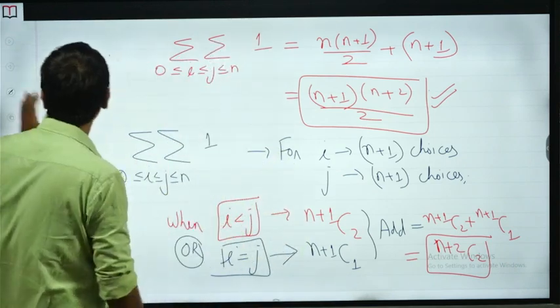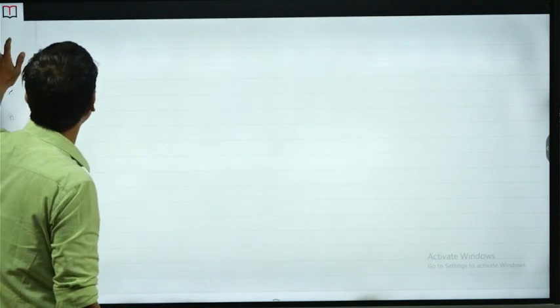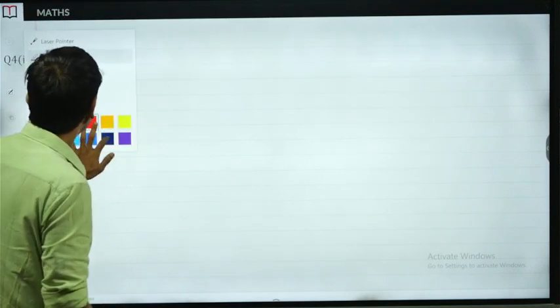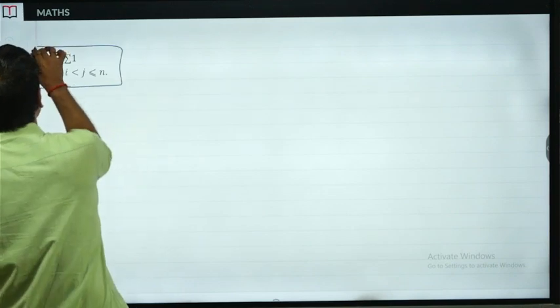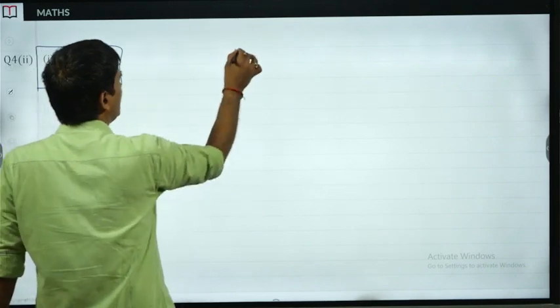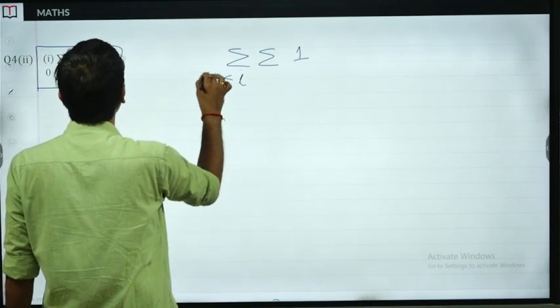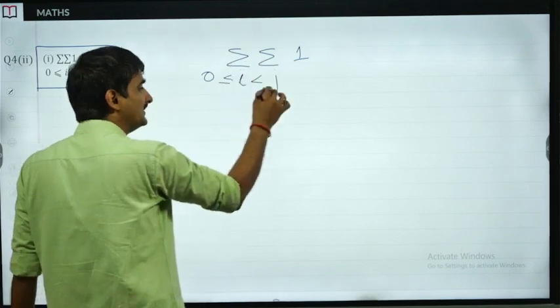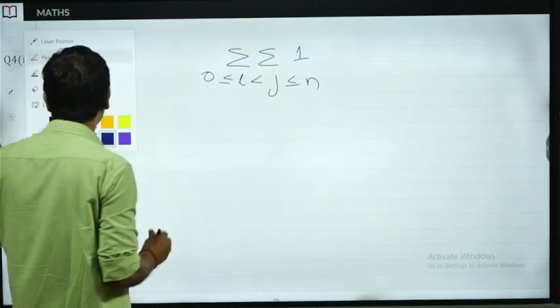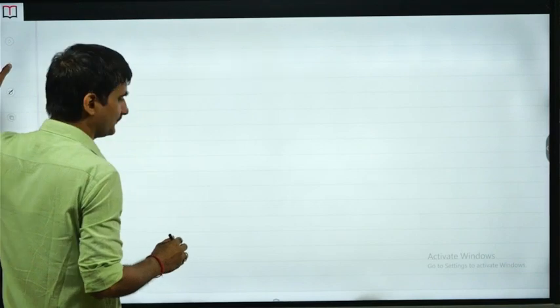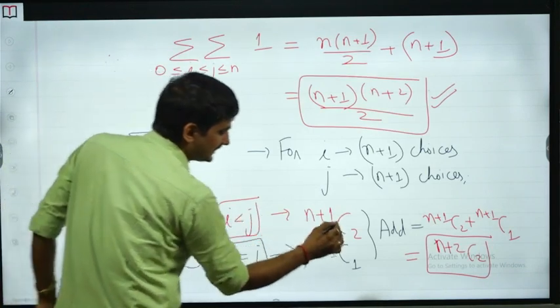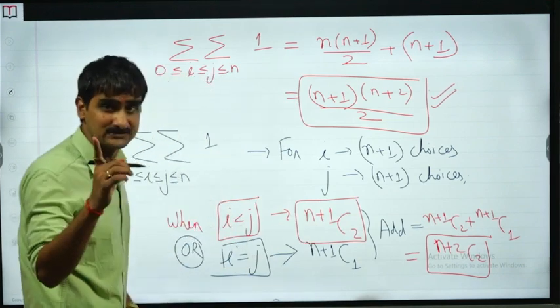So that was the question. Now we have another one in the same line, and you know this answer now. It is the double summation of 1 when i is greater than or equal to 0 but less than j. If we go with this one, the answer is direct. The answer should be n plus 1 c2.